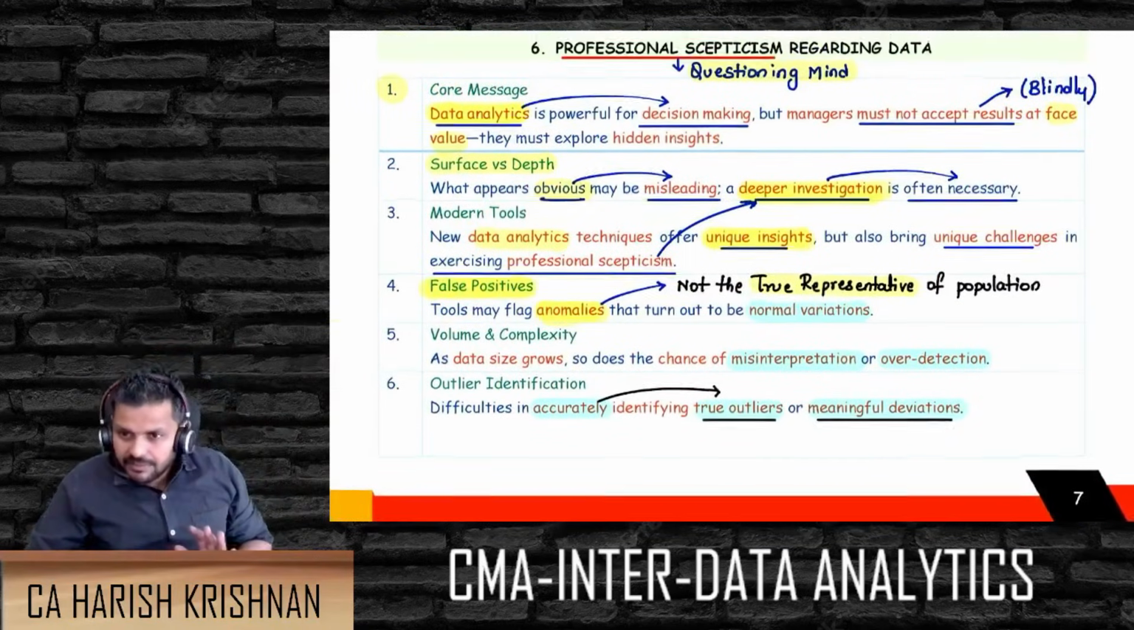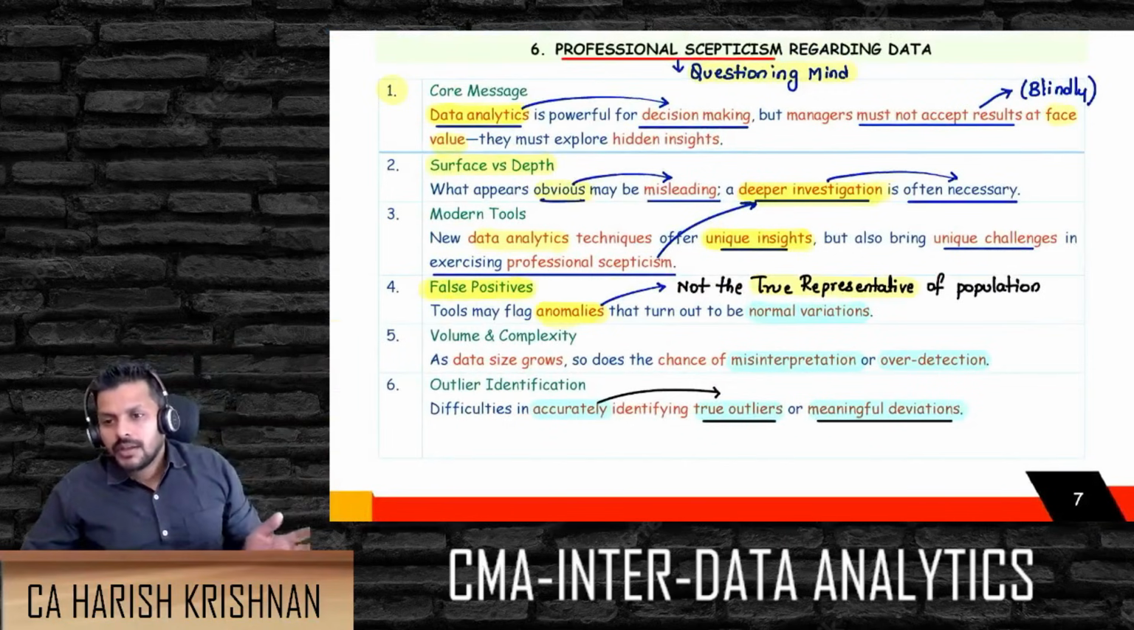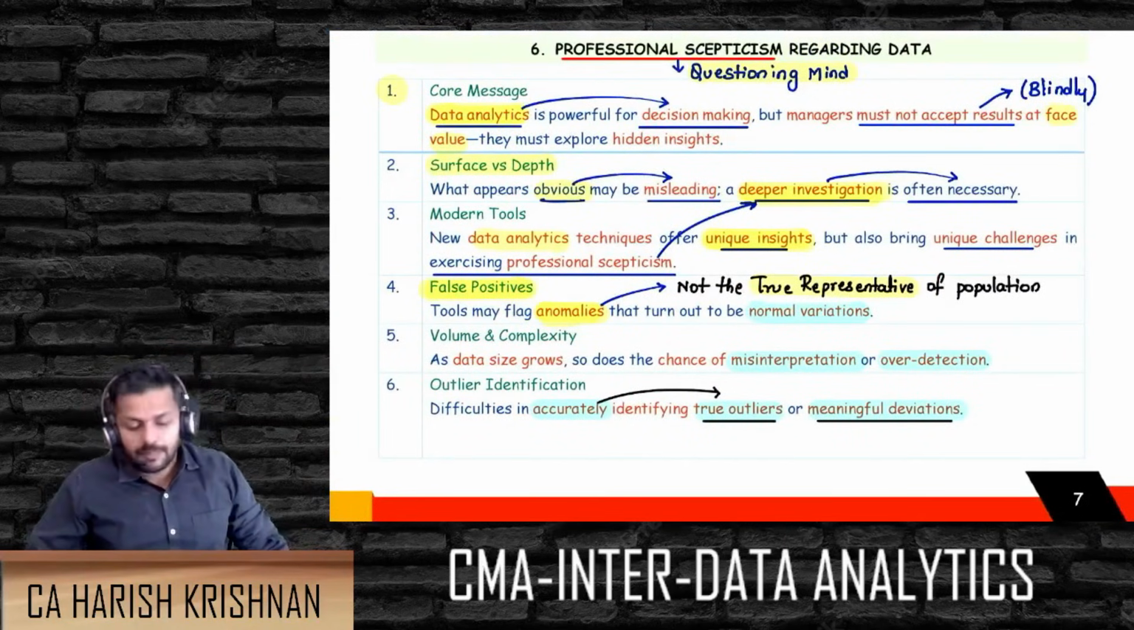So have skepticism but don't have too much. At the same time, don't blindly believe. Have a balance. That is what this topic is all about.